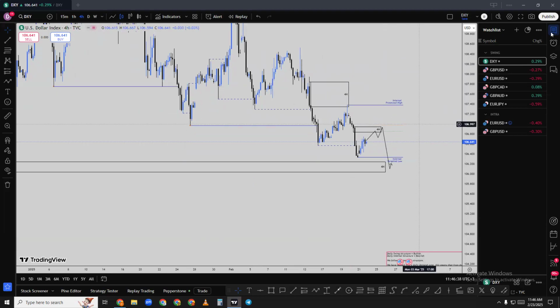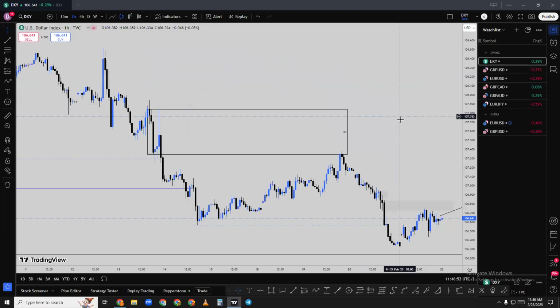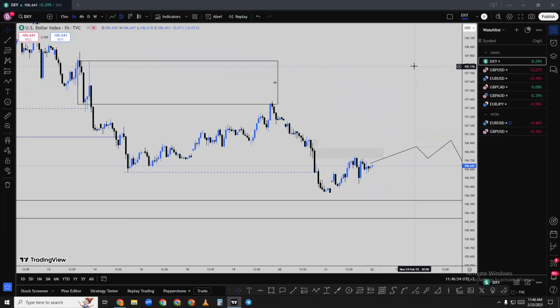Again, the DXY is just to guide us in how we should trade the EURUSD and how we should trade the GBPUSD, or the pairs that have USD in them. So moving on to the 1 hour, this is just, I use it to refine.